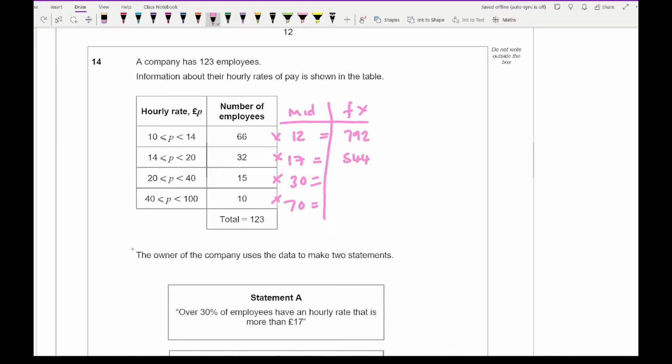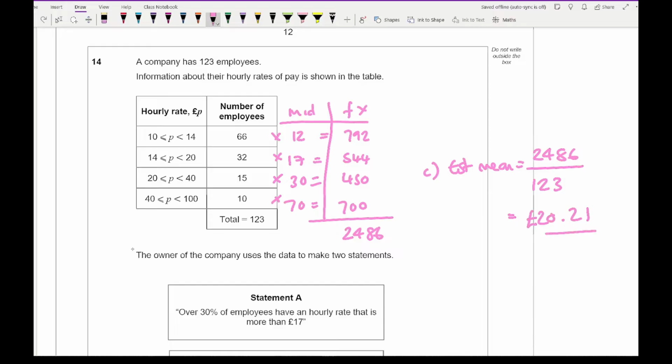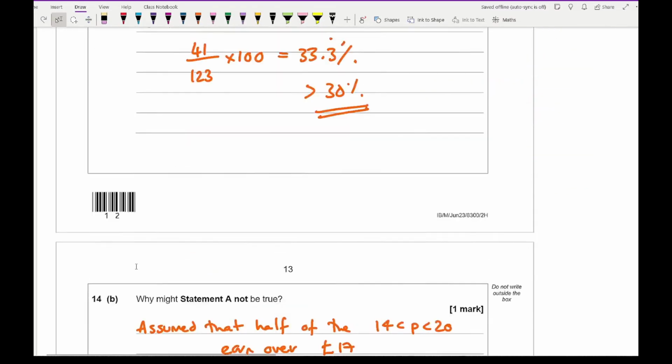544, 450, and 700. And all that's left for me to then do is add up the total FX, 2486. So for C, the estimated mean is going to be the total FX, 2486, divided by the total frequency, which is 123. And that comes up to a total on the calculator as, and again, because we're dealing with money, we need to round to 2 decimal places, £20 and 21 pence.